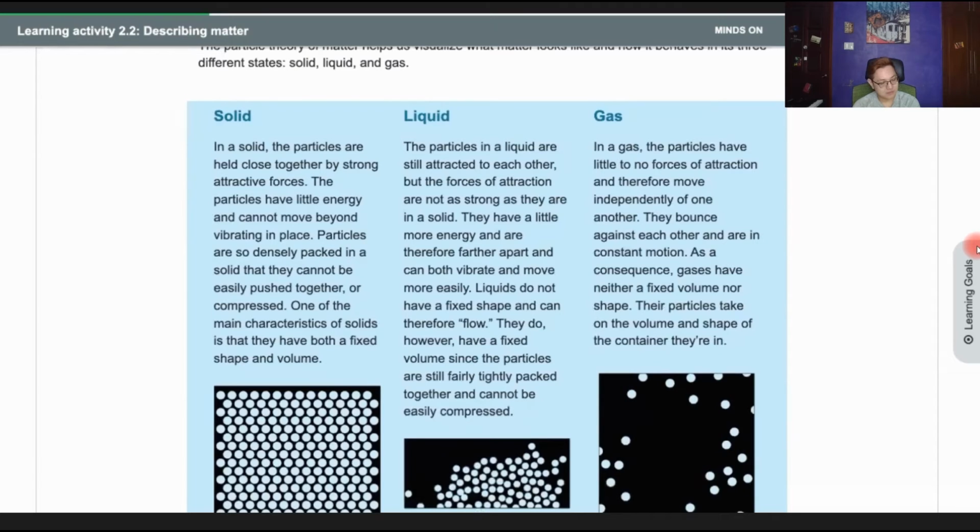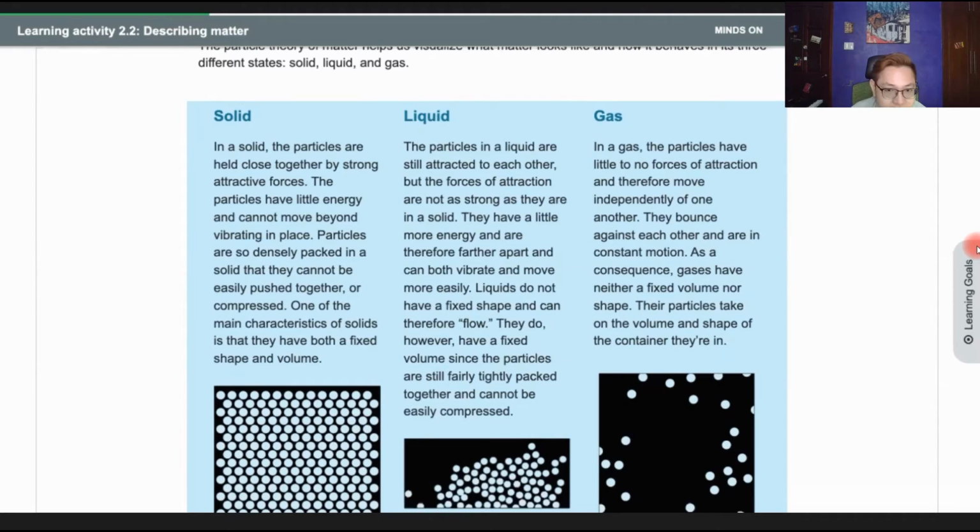Liquid. The particles in a liquid are still attracted to each other, but the force of attraction is not as strong as it is in a solid. They have a little more energy and are therefore farther apart, and can vibrate and move more easily. Liquids do not have a fixed shape and therefore they flow, just flow randomly on each other. It's like moving freely. Yes, exactly, they move very freely.